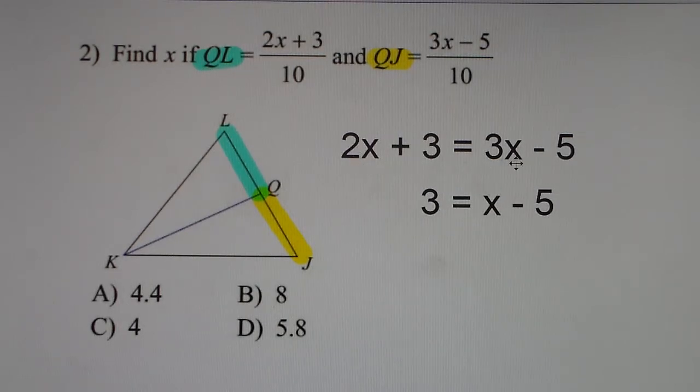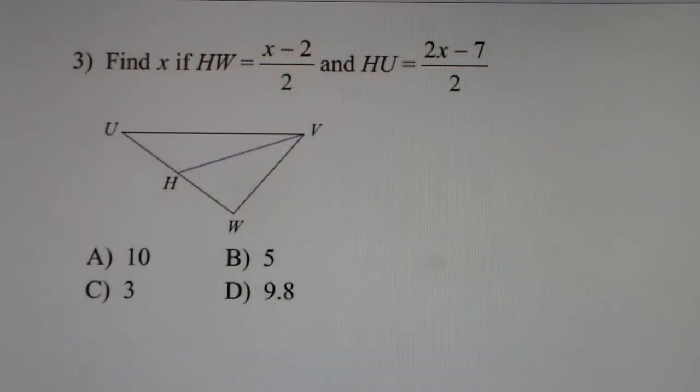That happens when we subtract 2x from both sides of that equal sign. Then we're going to add 5 to both sides, and we're going to get 8 equals x, or aka x equals 8. So my final answer for number 2 is B. Number 3, you're going to do on your own.